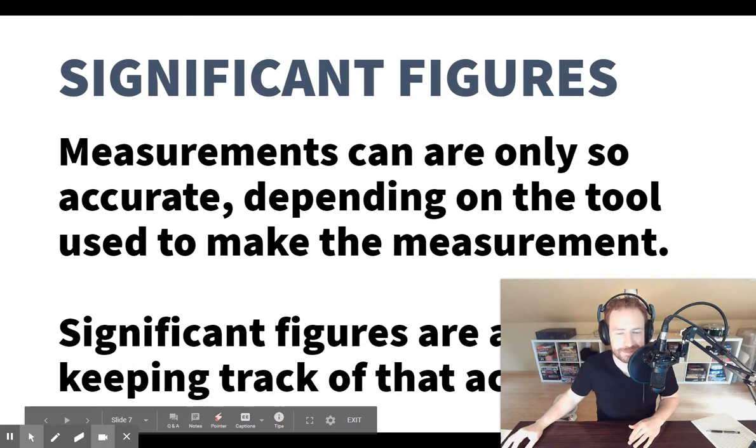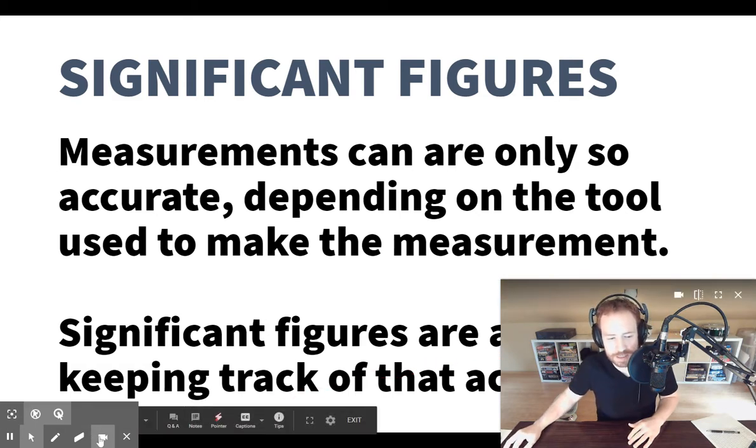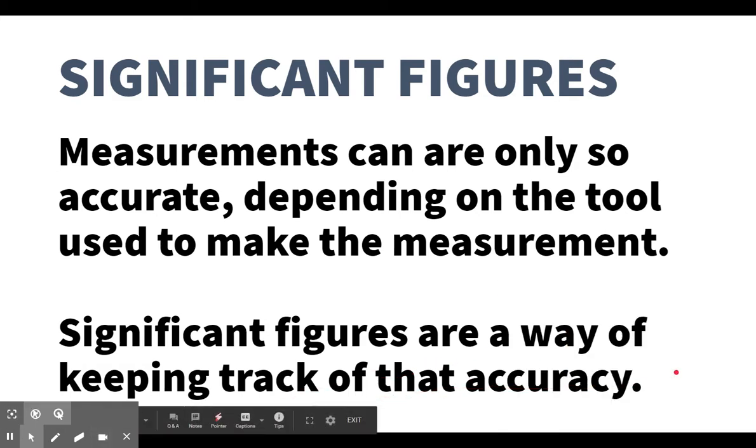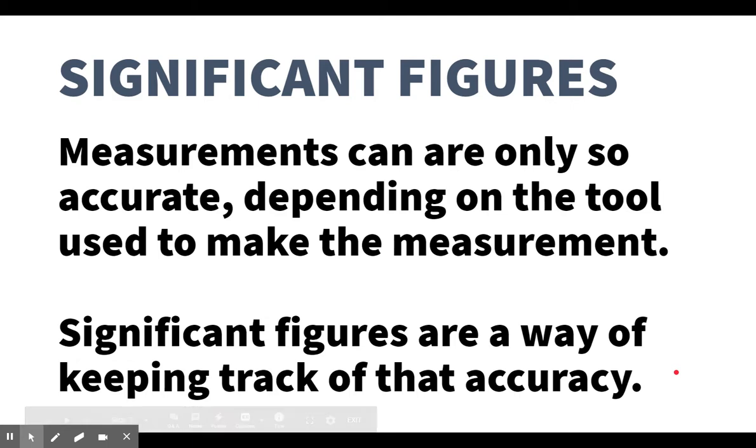And this element of taking measurements is actually represented in the numbers that you get from your measurements. And that's where significant figures comes in. Significant figures is a representation of the accuracy of measurement. And it's a way for us to keep track and to maintain the accuracy of our measurements as we go through manipulating numbers using math.